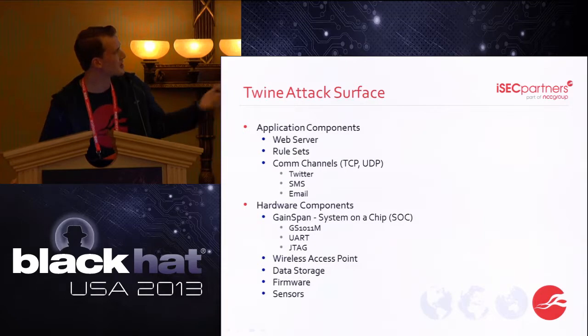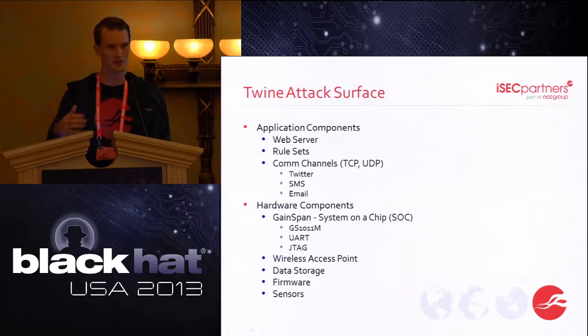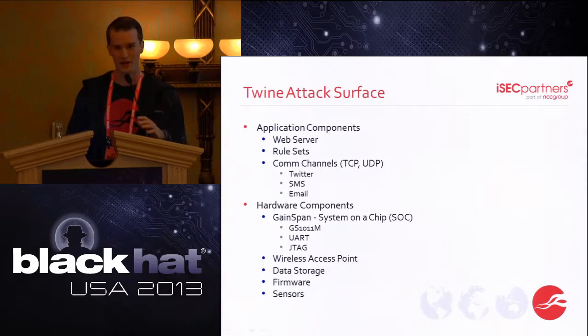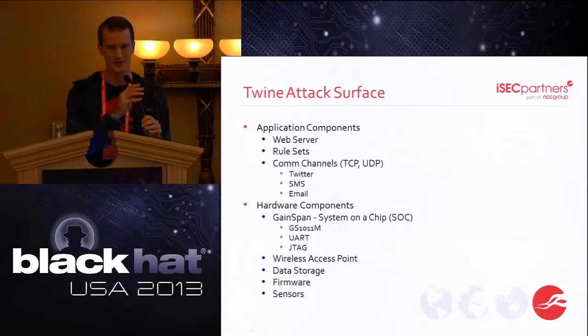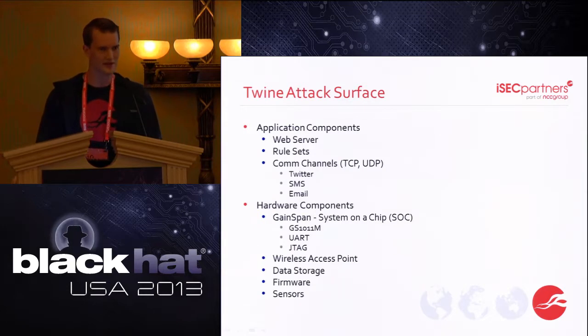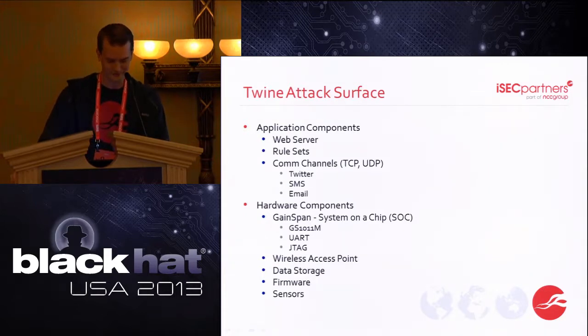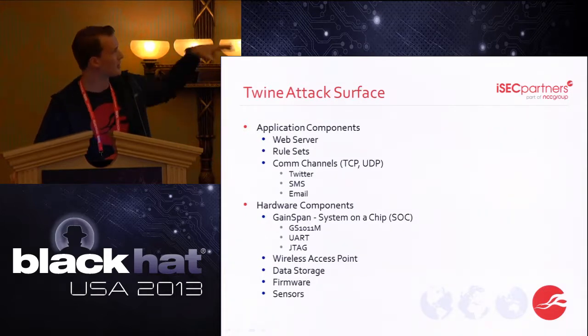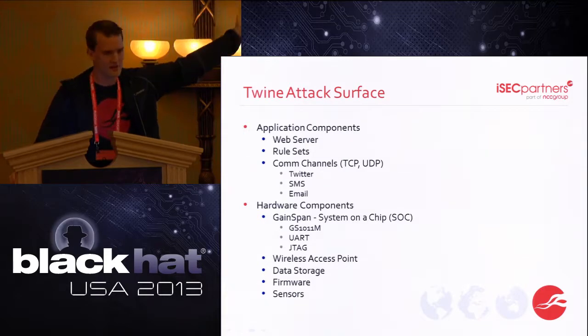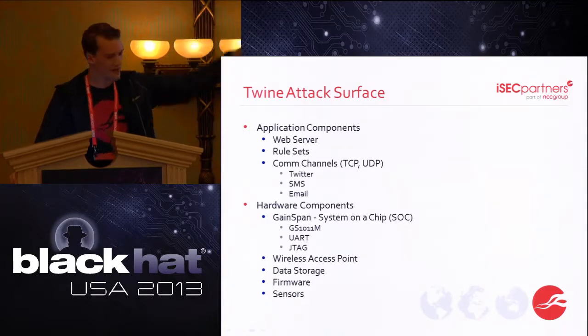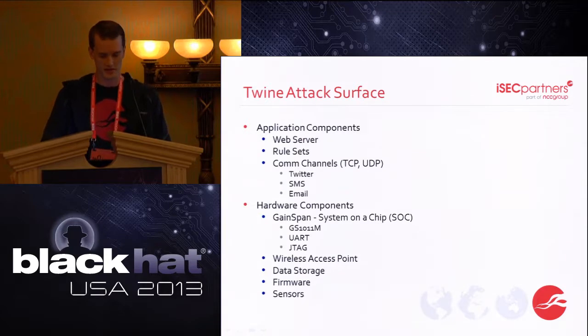As far as the application components go, you have a web server. When you configure Twine, you flip it over, it becomes its own wireless access point, and you can connect to that. Once you've connected to it, it has its own local web server where you will actually set up and configure the device itself. Once it's configured, you flip it back over, it connects to your wireless access point, and then have fun with it, right? As for the other components, there are the rule sets, the conditional rule sets that I mentioned earlier, and it's also communicating over TCP and UDP.